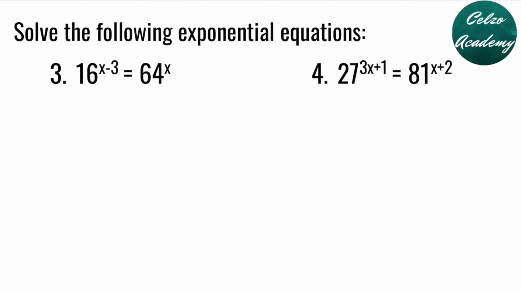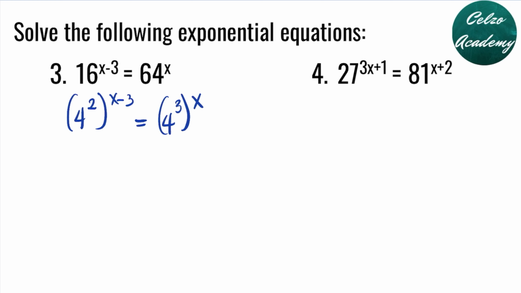Question 3. 16 to the power of x minus 3 is equal to 64 to the power of x. So first is to rewrite this equation to make sure that the left side and right side have the same bases. What do you think is the base that we can use? Both 16 and 64 can be rewritten as base 2 or base 4. And it is easier to use a larger base. So for 16, I will use 4 to the second power. And we have x minus 3 outside. 64 is the same thing as 4 to the third power, and there's an outside power of x.